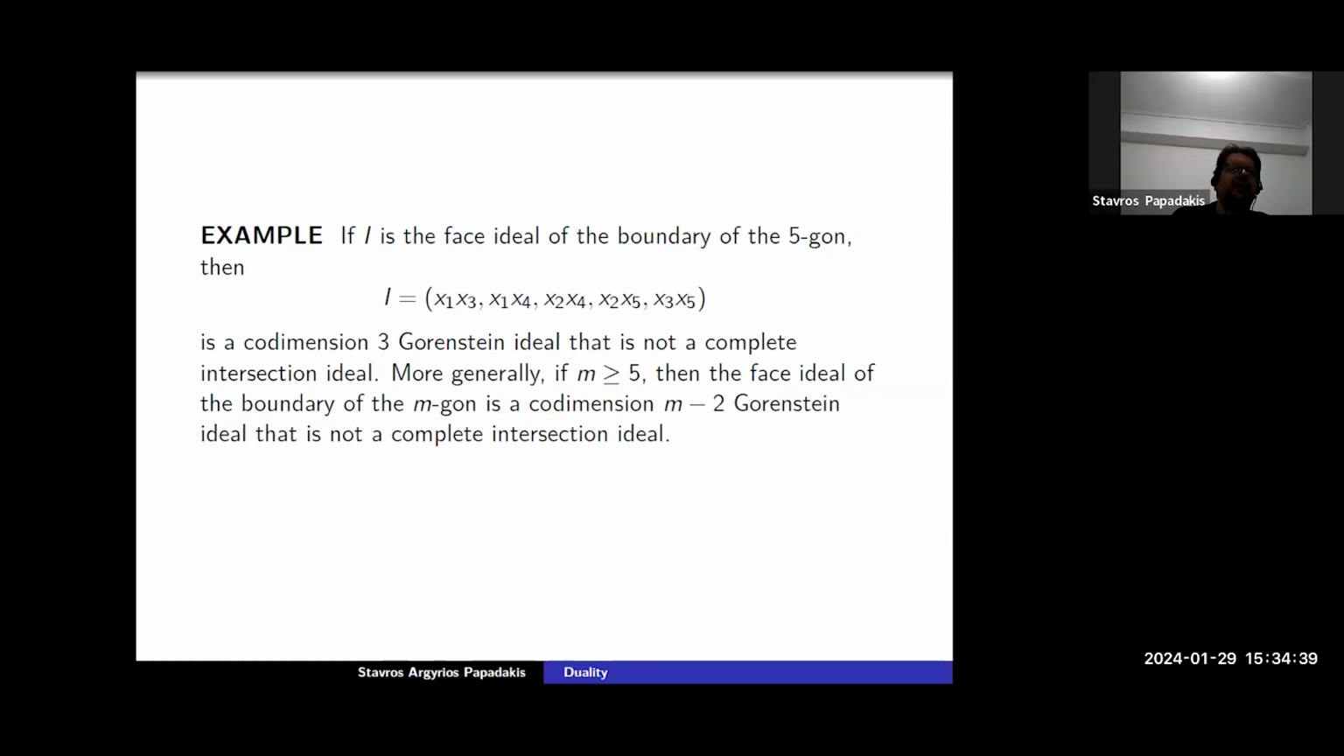More generally, if m is greater or equal to five, the face ideal of the boundary of the m-gon is a codimension m minus two Gorenstein ideal that is not a complete intersection ideal.